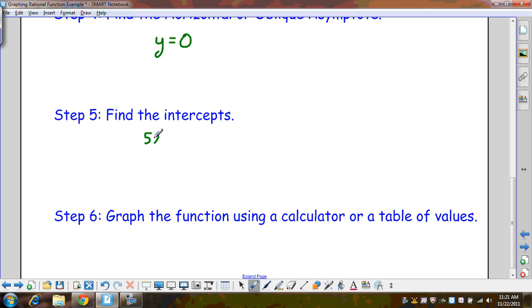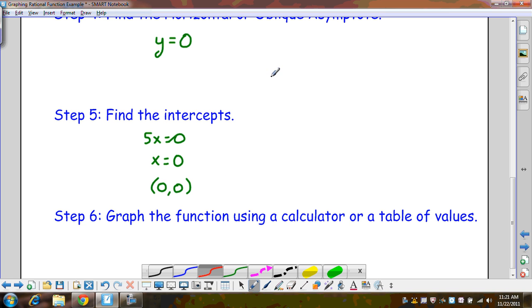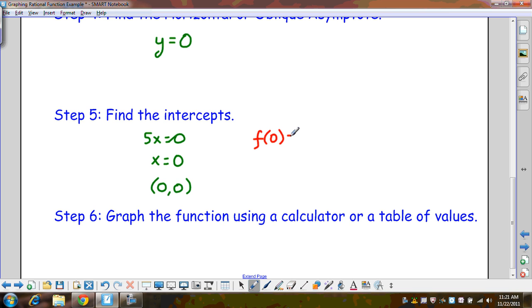Now we're ready to do the intercepts, the x-intercept and the y-intercept. To find the x-intercepts, I set the numerator equal to 0. In this case, my numerator was 5x. So I'm going to set 5x equal to 0 and solve it. So I get x equals 0. So that's my x-intercept, (0, 0).